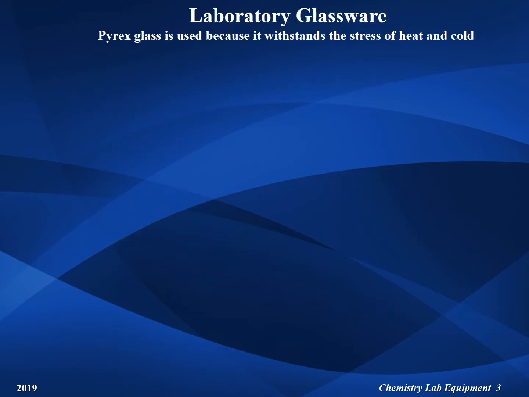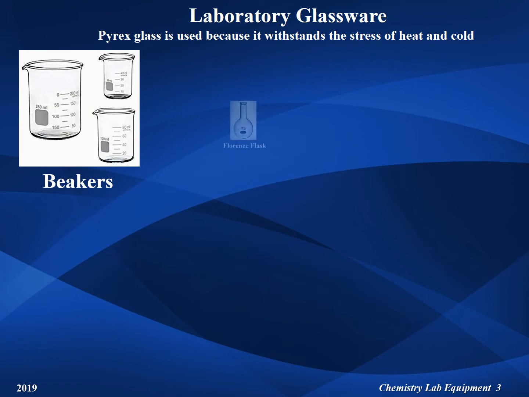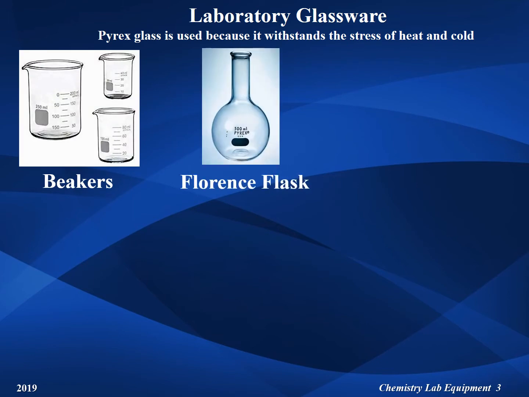Images of the basic items of glassware used in the laboratory are shown in the next few slides. The glassware that is used in processes requiring heat are made of Pyrex glass, a substance that will not crack under the stresses of heat and cold. These include beakers typically used to transfer liquids. Florence flasks are used to hold the starting reagents that will undergo a chemical reaction.